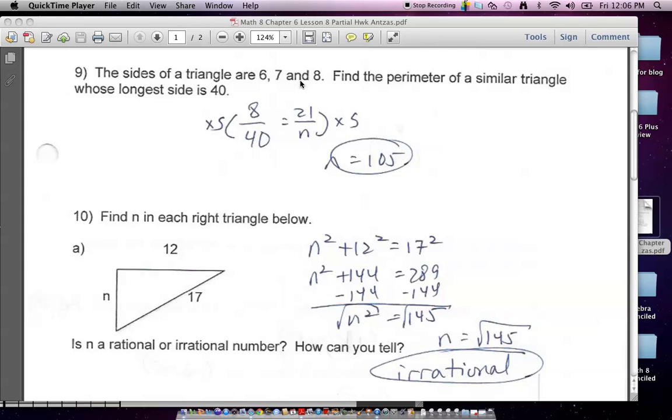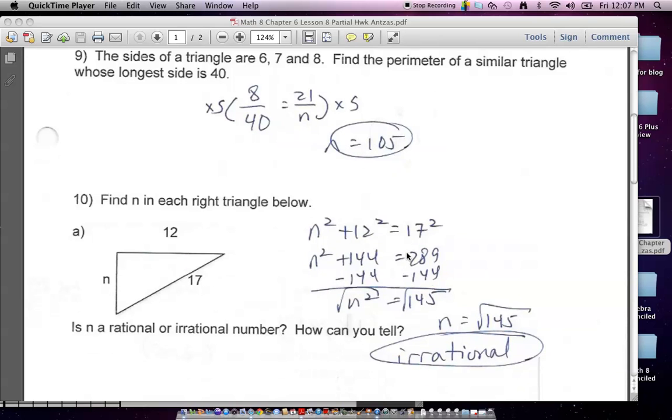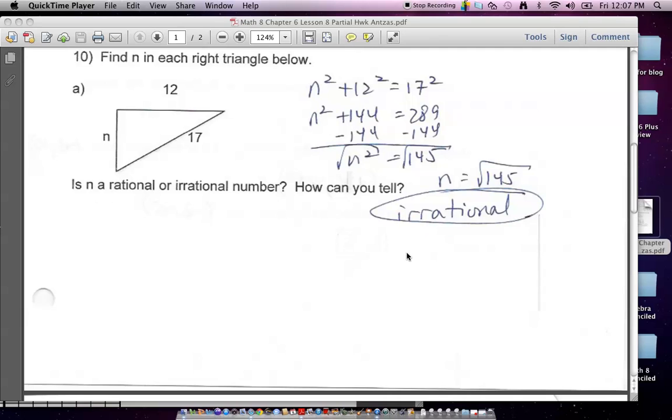And now this perimeter, I added them up. 8 and 7 are 15, and 6 is 21. And I don't know how big the other perimeter is, so I call it n. This is one where it's easier not to cross multiply. 8 times what is 40? 8 times 5. So 21 times 5 is 105. Okay. Next one. Pythagorean theorem.